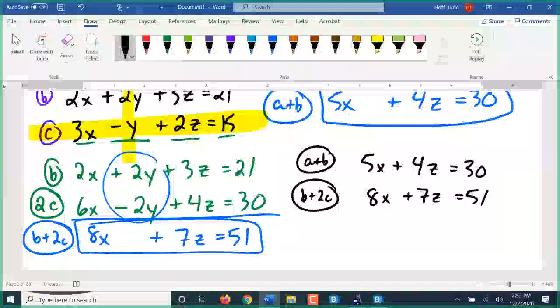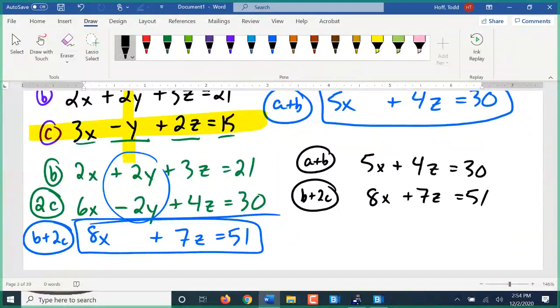I have to now solve this system. Not going to be easy. If I look at my common multiples, 5 and 8 is going to be a 40. That's getting up there. 4 and 7 is going to be a 28. Either way, I'm going to have to multiply both of them. So let's take a peek, see what we have to do.